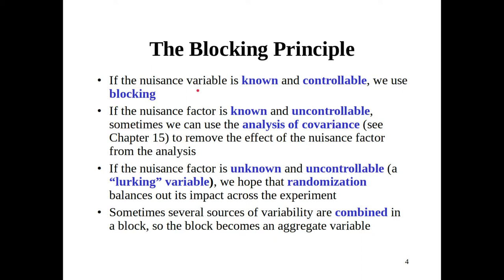So, continuing that discussion on nuisance factors, there are different types of nuisance factors or nuisance variables. Let's go over them. The first group of nuisance variables is known and controllable. That means the experimenter knows those nuisance variables in advance, and we can control them.